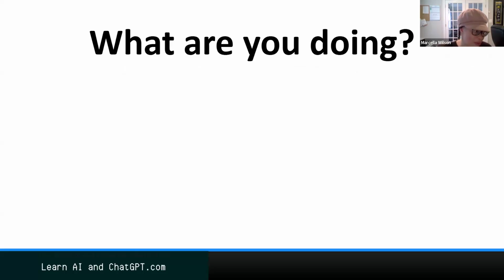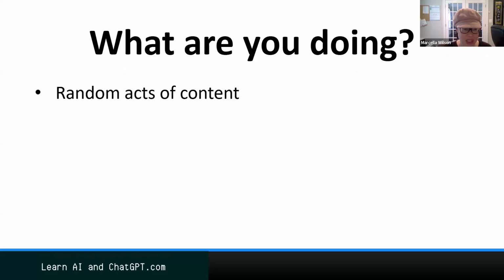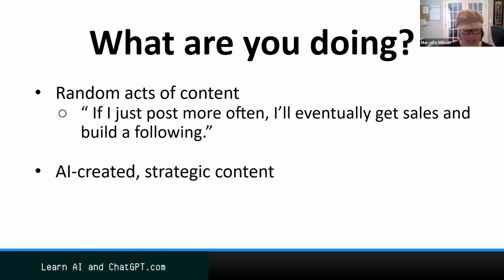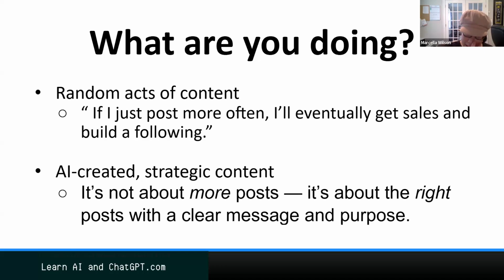So what are you doing? Before I started using AI for social media, I was doing what I like to call random acts of content, right? So I was not posting consistently. It took so much time. I would say to myself, if I would just post more often, I'll eventually get sales and build a following. So I was doing lots of random acts of content. But what we need to be doing is AI-created strategic content. So it's not about more posts, it's about the right post with a clear message and a purpose.